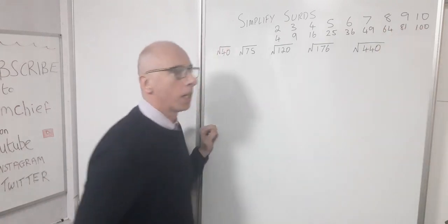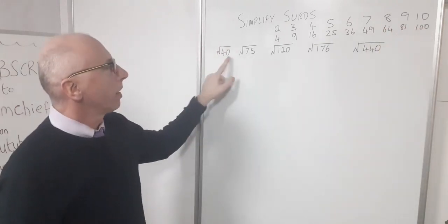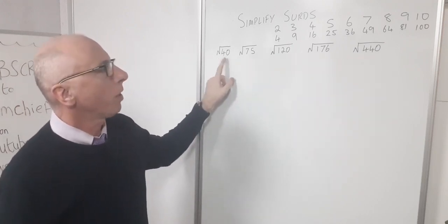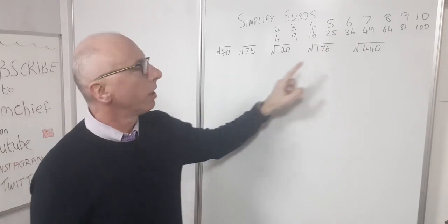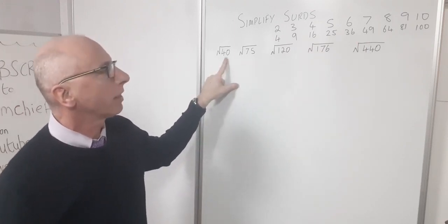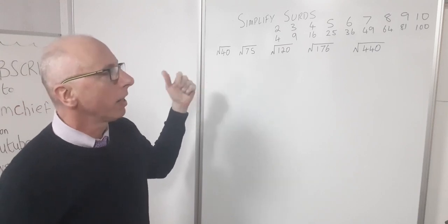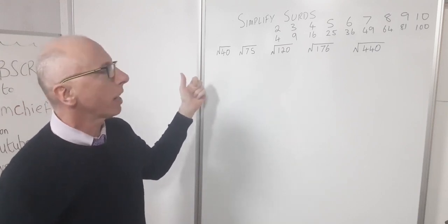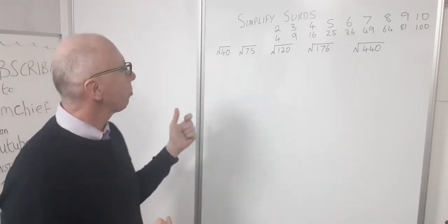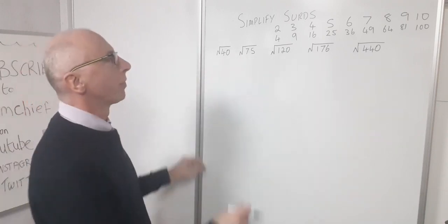Okay, and now what I want to do is inside each of these surds is the number. I want to find a number on this table that I can divide this surd by, and then whatever that divides by, I will then be left with how many times that goes into it, and that will become another surd. So I'm going to jump straight into it and show you how this is done.